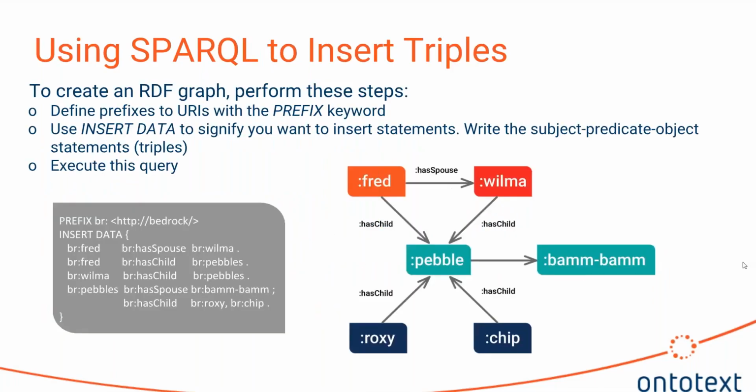You can use SPARQL to insert triples. Later on, we're going to have another GraphDB demonstration, but if you want to, and you have GraphDB installed, you can try this. You can define the prefixes. First, here we have the prefix BR, which is HTTP bedrock. And then we tell it that we intend to insert data. And we tell the database that Fred has a spouse Wilma, and so on and so forth. When we click the run query button, or when we hit enter, if we're doing this via the command line, we're going to get a graph such as the one on the right.